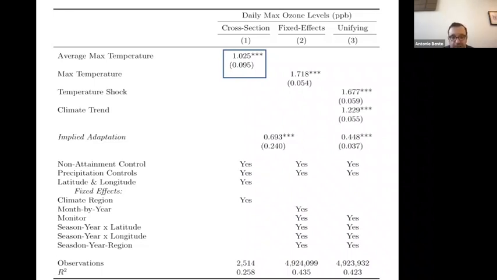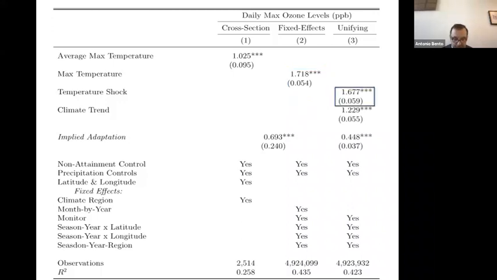And so what we see here is that a 1 degree Celsius increase in average max temperature is going to be associated with roughly an increase of 1.25 parts per billion. And when we move to our fixed effects that give us the effect of the unexpected shocks, what we see is that a 1 degree Celsius increase in maximum temperature leads to a 1.718 increase in parts per billion in maximum ambient ozone.